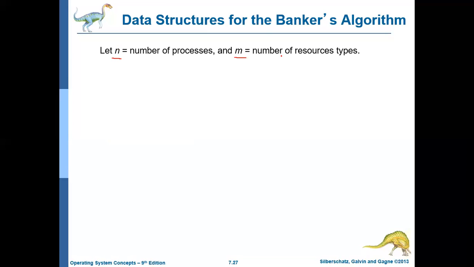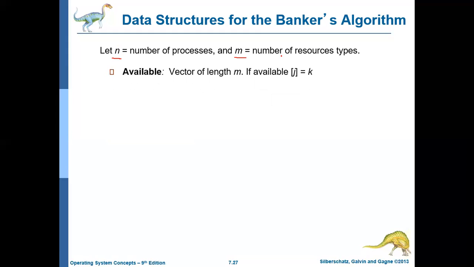Resource type 1 may be a hard disk. Resource type 2 may be a printer. Resource type 3 may be a scanner, like that. And each type can have multiple instances. So what are the various vectors and matrices that Banker's algorithm uses? These are the data structures.